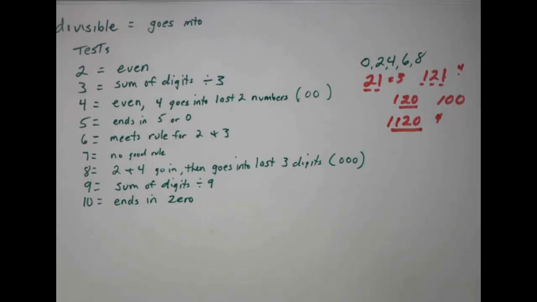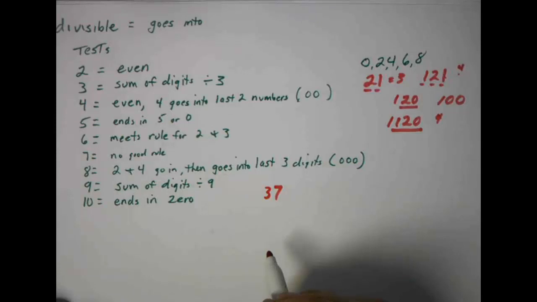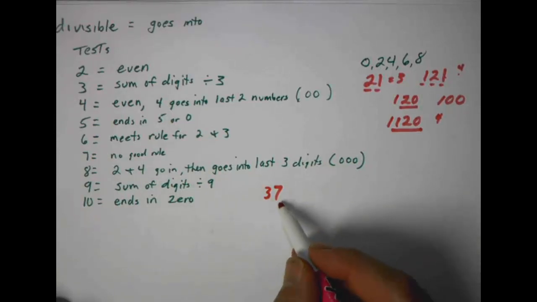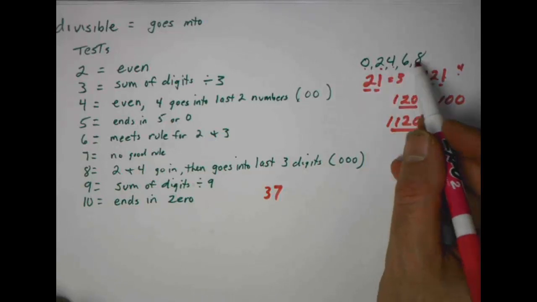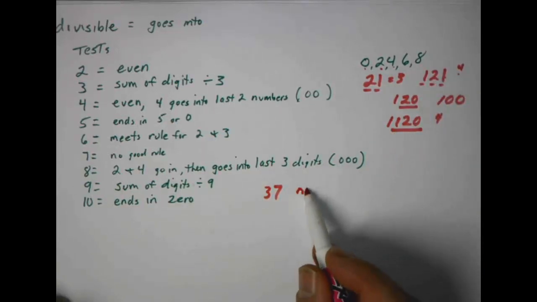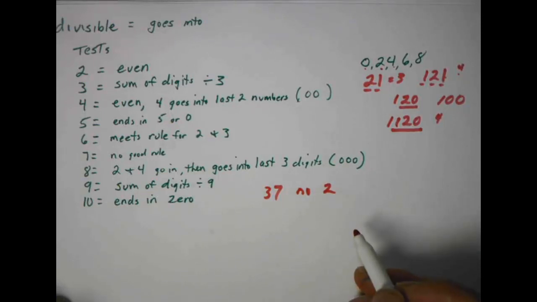So let's take a couple of homework problems and just kind of see how this works. On number 1, they give us the number 37, and they're asking, does 2 go in? Well, is this number even? Even numbers, remember, end in 0, 2, 4, 6, 8, etc. Well, that's no. Therefore, 2 doesn't go into that number.